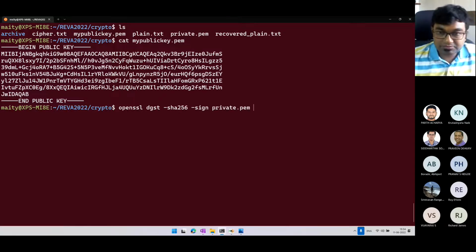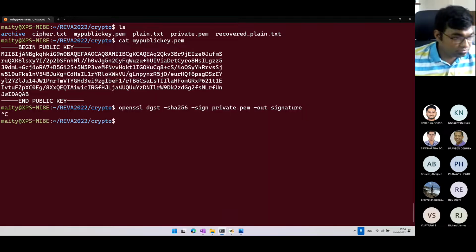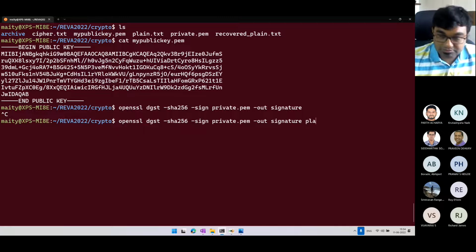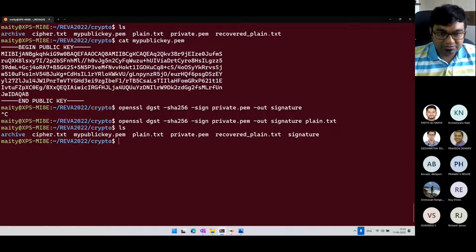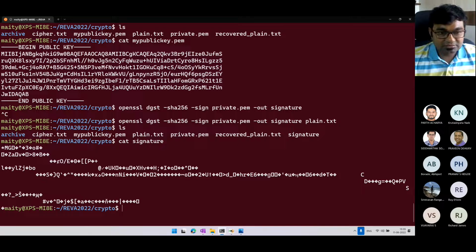My private key is... anything else? The file name. So this is the file that it is creating a digest of, or signing. This is the output, the signature, and this is the private key. These are the three pieces of information I need to sign any file. It's done. So this is the signature.